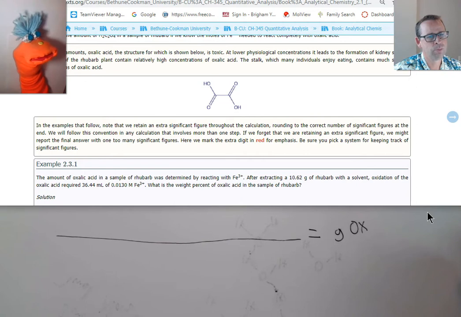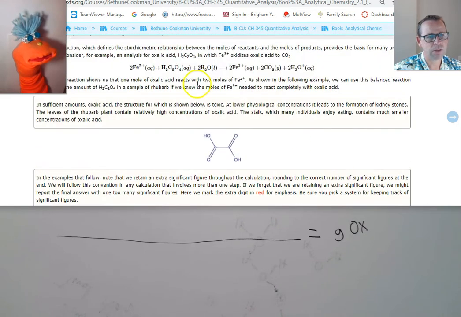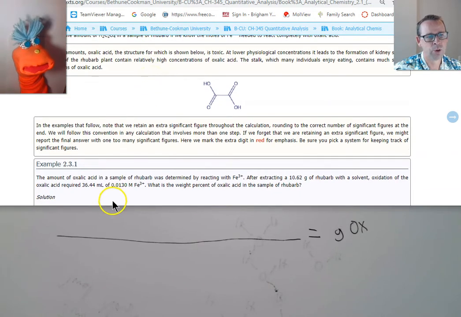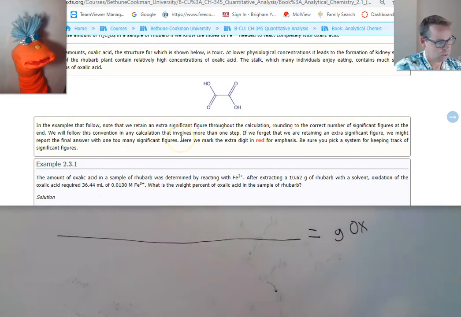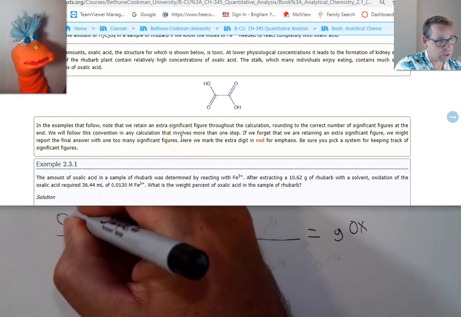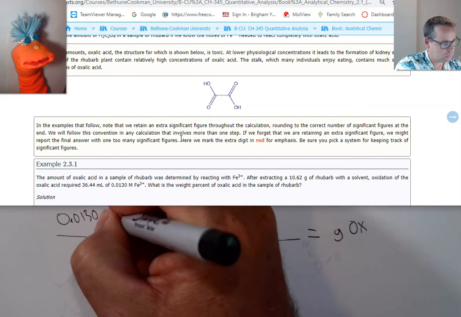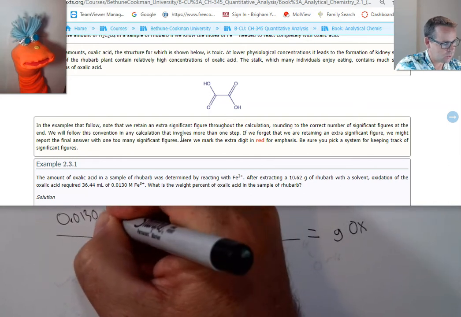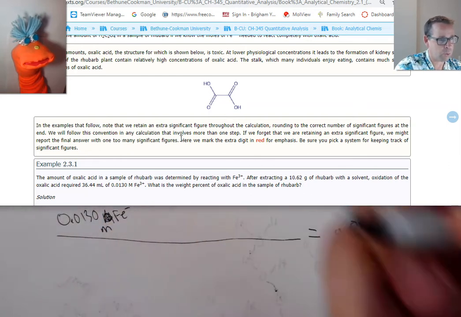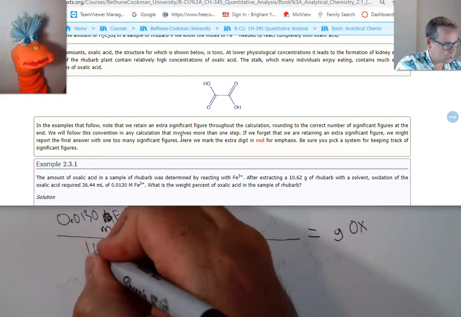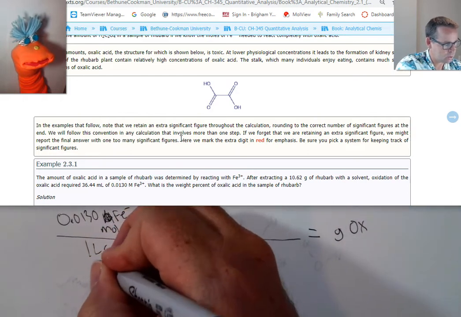10.62 grams of rhubarb? No, we need something that relates to the oxalic acid. We have our chemical equation here, right? The chemical equation relates oxalic acid to our iron, right? And we know moles of iron. Well, they give us molarity of iron, right? So I can use that: 0.0130 moles of iron for every 1 liter of the iron solution.